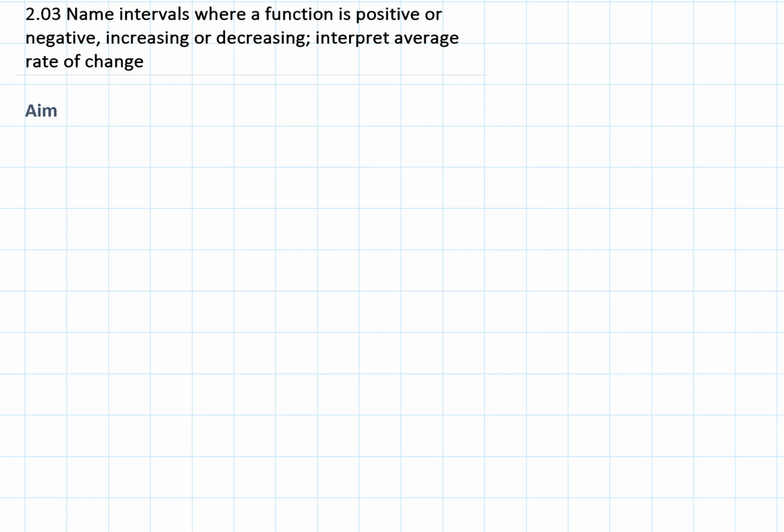Today's goal is to name intervals where a function is positive or negative, increasing or decreasing, and to see the difference between those categories and interpret average rate of change. So by intervals, of course, we mean x values, right? It would look like this, an x value to a separate x value if you're including them, or parentheses if you're not including that x value.